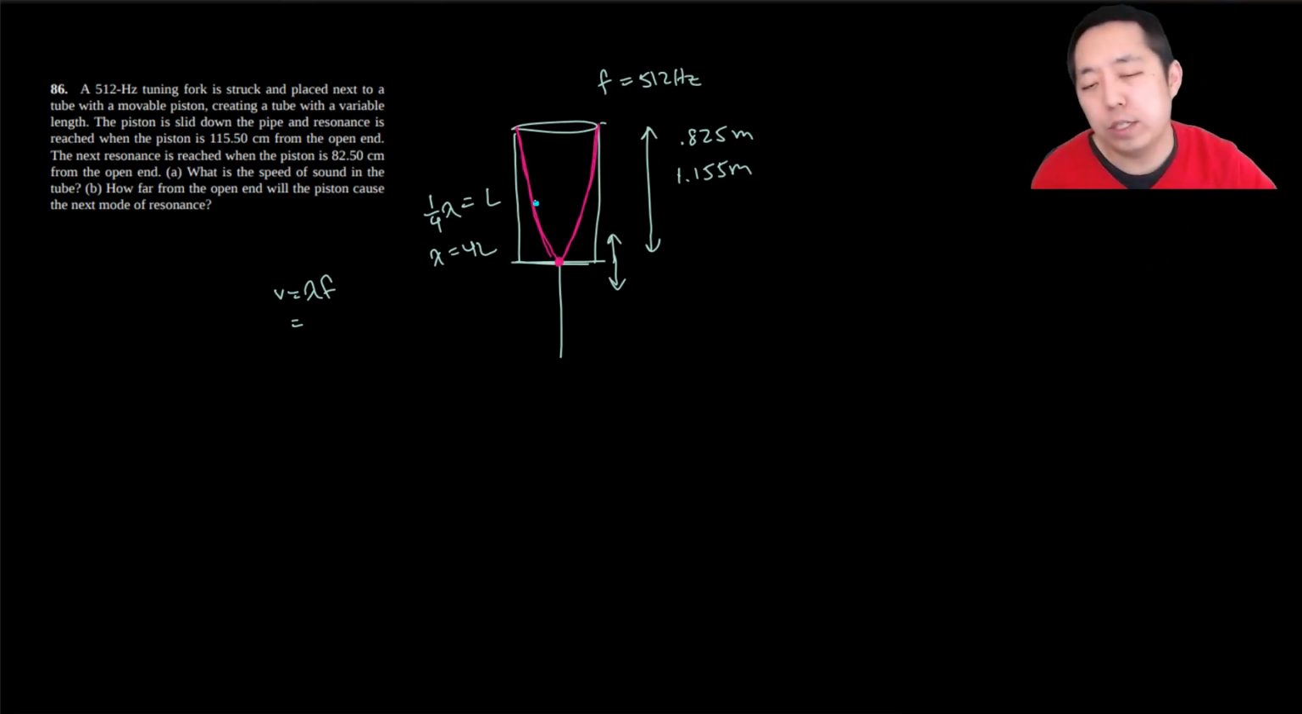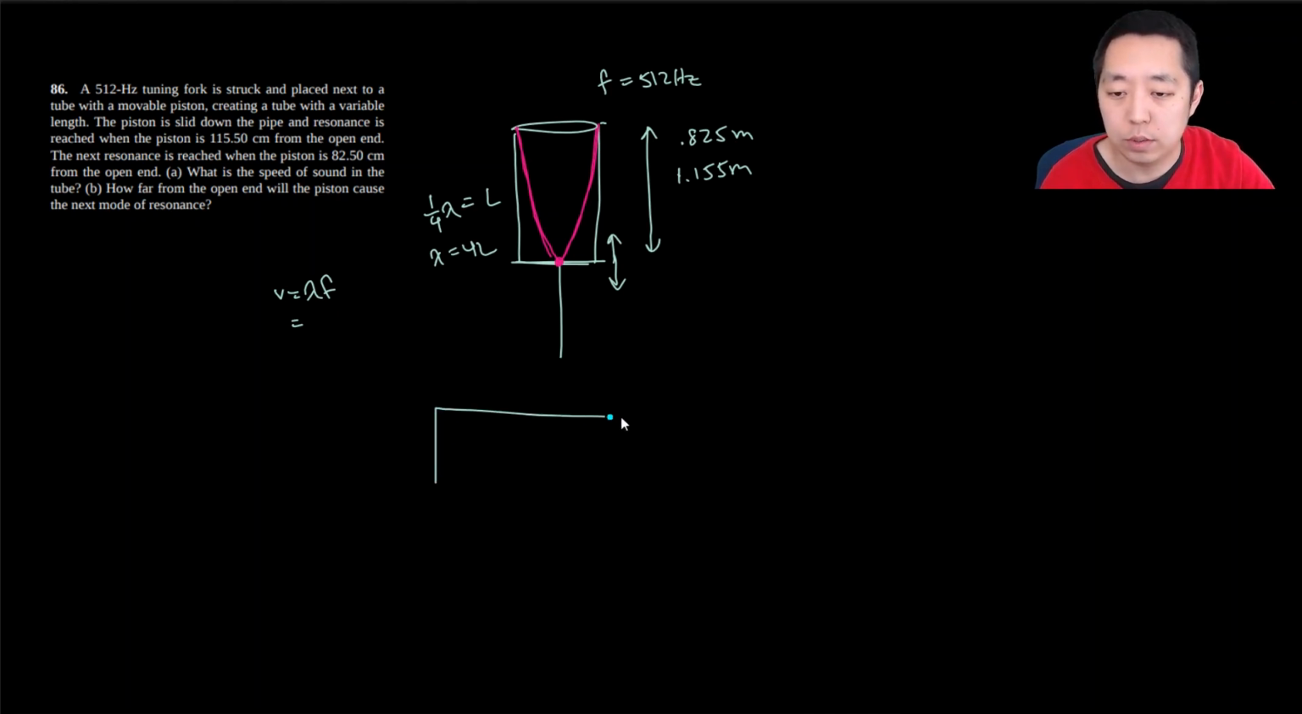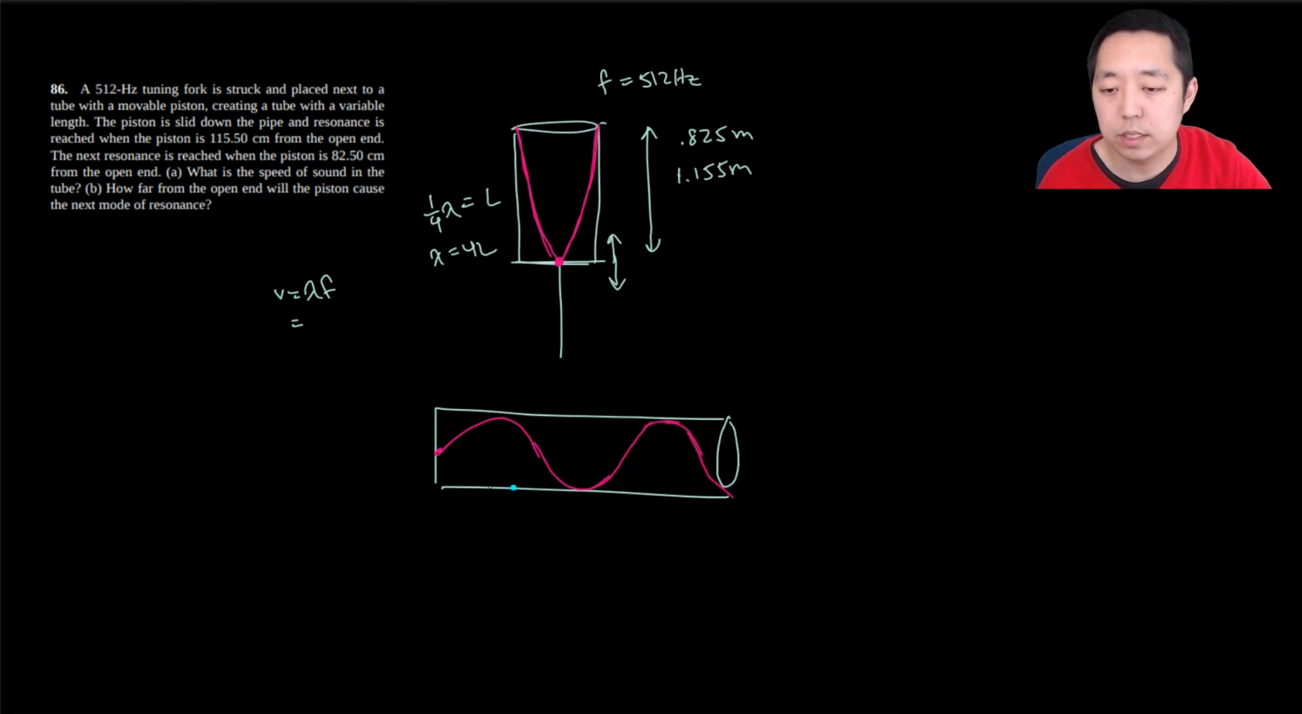So the tricky thing about this one is you don't know which harmonic this is happening at. But maybe I'll draw it a little bit differently. I'm going to draw it horizontally, and hopefully this will help a little bit. Let's just draw some wavelength that's happening in here. That looks like here, here, here, and say here. This is like resonance.